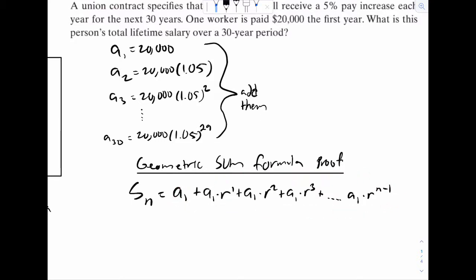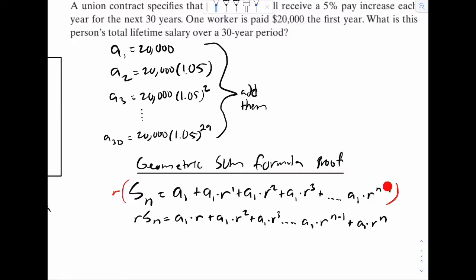What we're going to do is a pretty cool math trick. We're going to multiply this entire thing by R. So imagine you did that. You get R S n. That would be A1 times R plus A1 times R squared plus A1 times R cubed. And this continues. And that's the cool part. The second to last term should be A1 times R to the n minus 1. And the last term should be A sub 1 times R to the n. Because if you multiply this by R, this power should go away. So you have this piece right here.